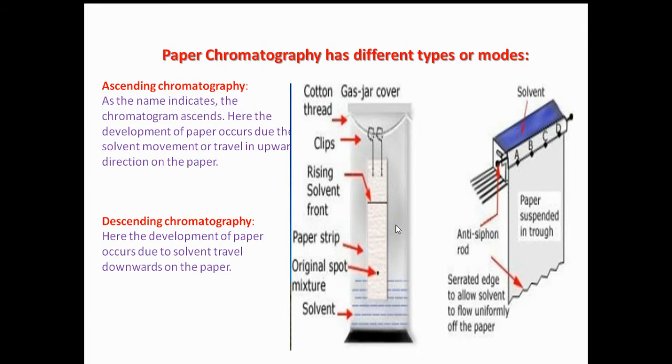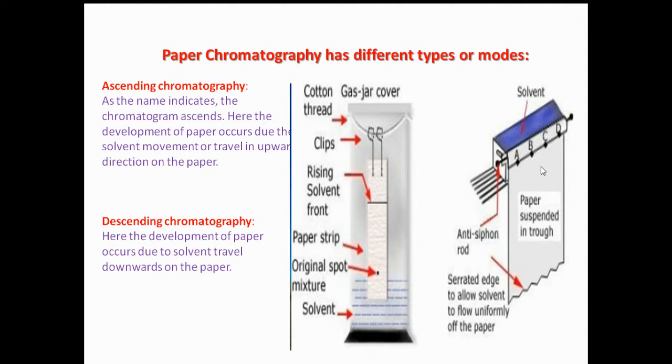Then the other mode is descending chromatography. So what happens in descending? The solvent has to travel from top to the bottom. That is, it is traveling downwards. In this diagram you can see that the solvent is loaded in a trough. In this, the solvent is taken at the top. There will be a trough where the solvent is taken. Then this is the paper.